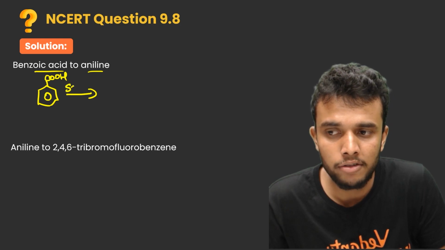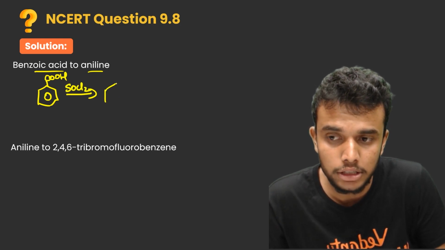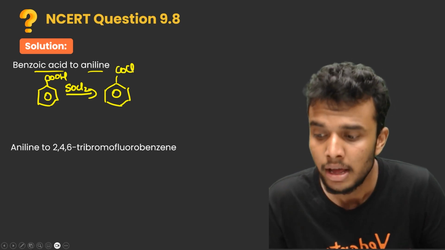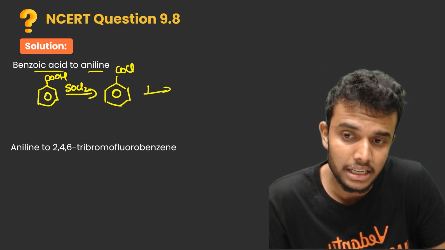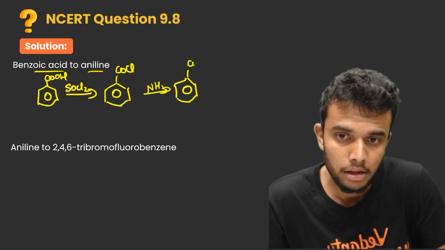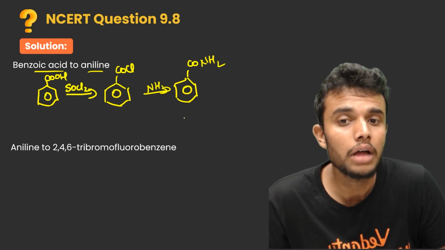Substituted group, how can we convert? By using thionyl chloride, SOCl2. What happened? The COCl compound, the chloro-substituted group, is formed. The next step is very simple: amination, with NH3. If it is reacted with NH3, we obtain CONH2, the amide group, right?